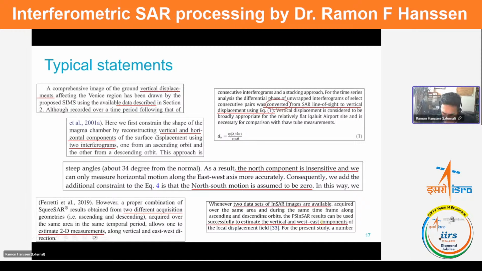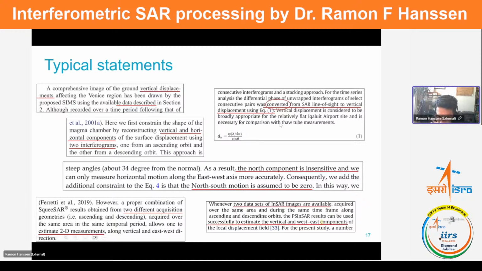Here in the second one, we constrain the shape of the magma chamber by reconstructing the vertical and horizontal components of the surface displacement using two interferograms. So in principle, vertical and horizontal are two words, but obviously vertical is one direction and horizontal is a two-dimensional plane. So it is actually two parameters, east and north. Negative east is west, negative north is south. So in principle, if you would have only two viewing geometries, you cannot reconstruct vertical and horizontal. You can do something. I will discuss that in a minute, but you cannot simply say, well, we're just deriving this.